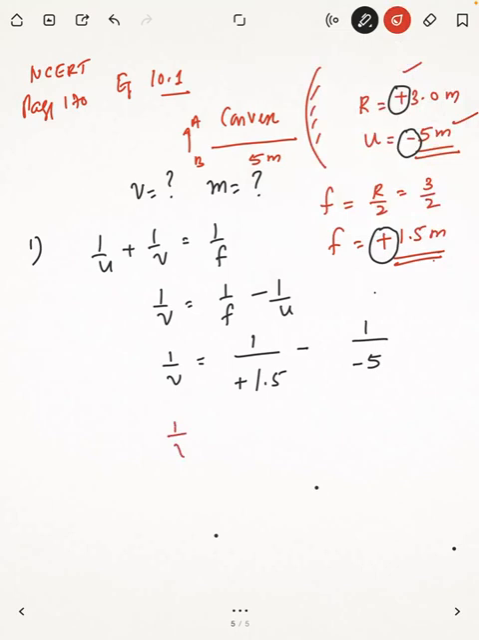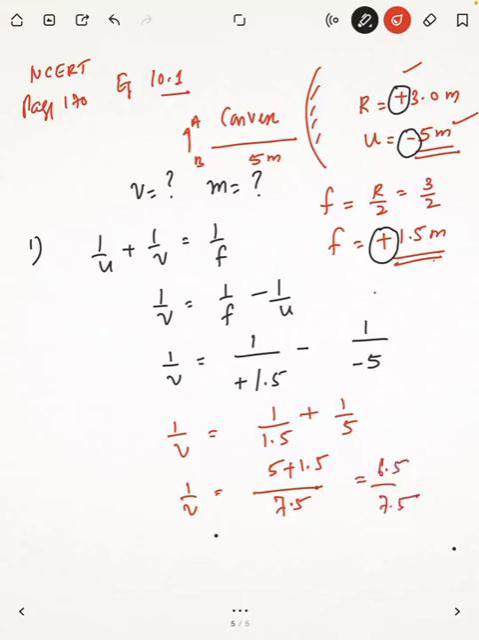So 1 upon v is equal to 1 upon 1.5. This minus minus becomes plus, and it will be plus 1 upon 5. Now we will take the LCM. So 1 upon v is equal to 1.5 into 5, that is 7.5, and the numerator will be 5 plus 1.5, so 5 and 1.5 is 6.5, divided by 7.5.